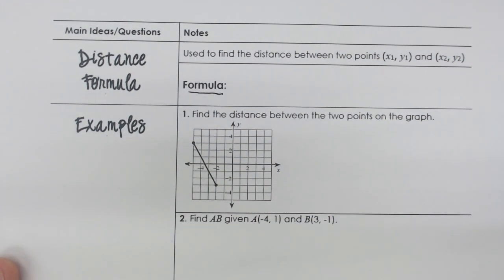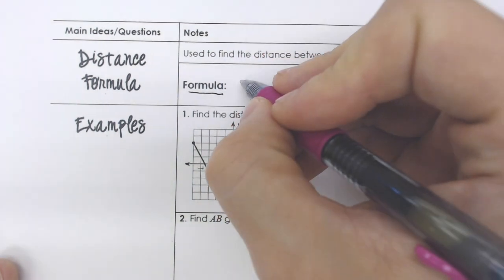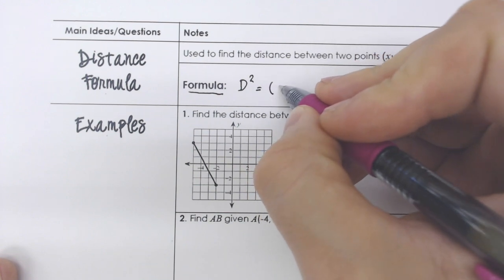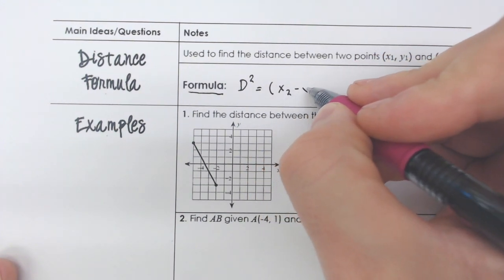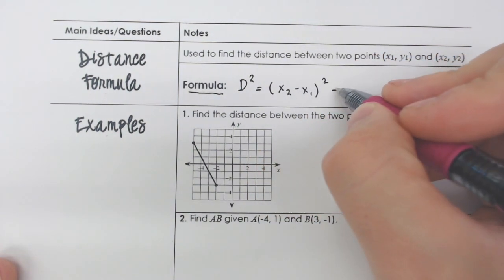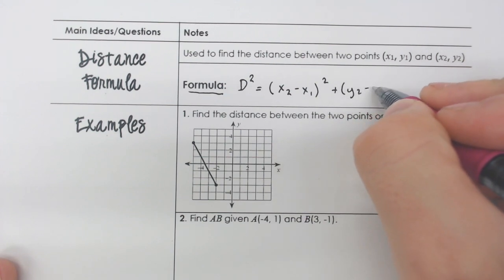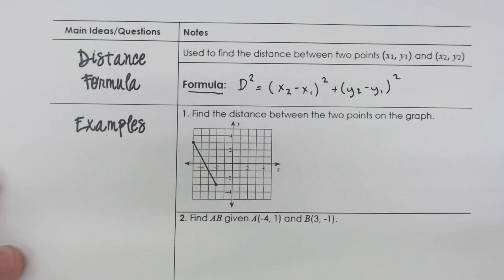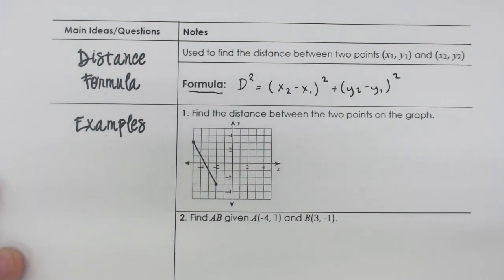The one that I like the most is d squared equals (x2 minus x1) squared plus (y2 minus y1) squared. That is my distance formula of choice. Okay? Now there are a lot of other variants of this formula, but that's the one I like the most.